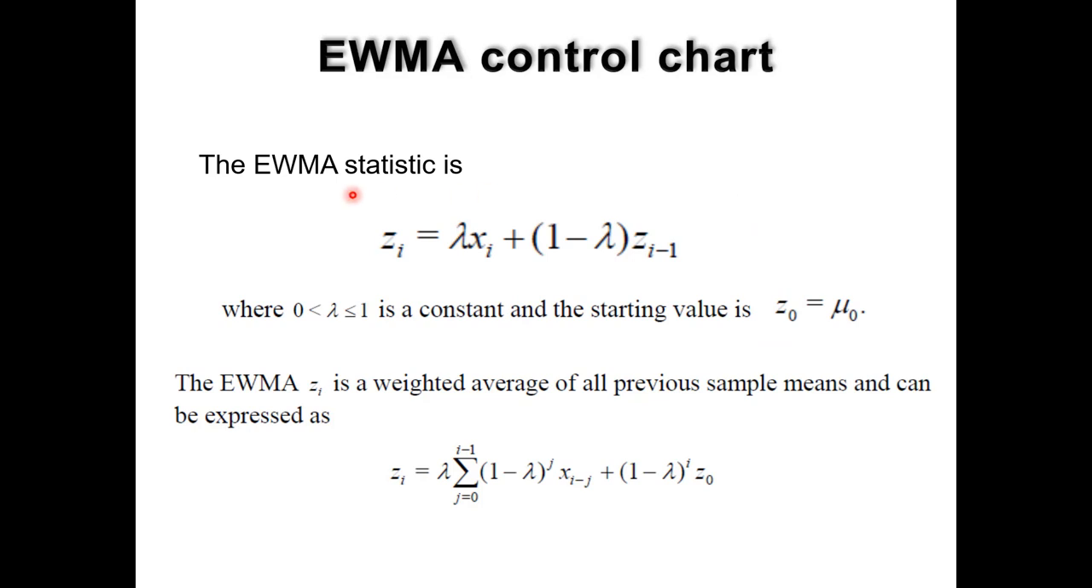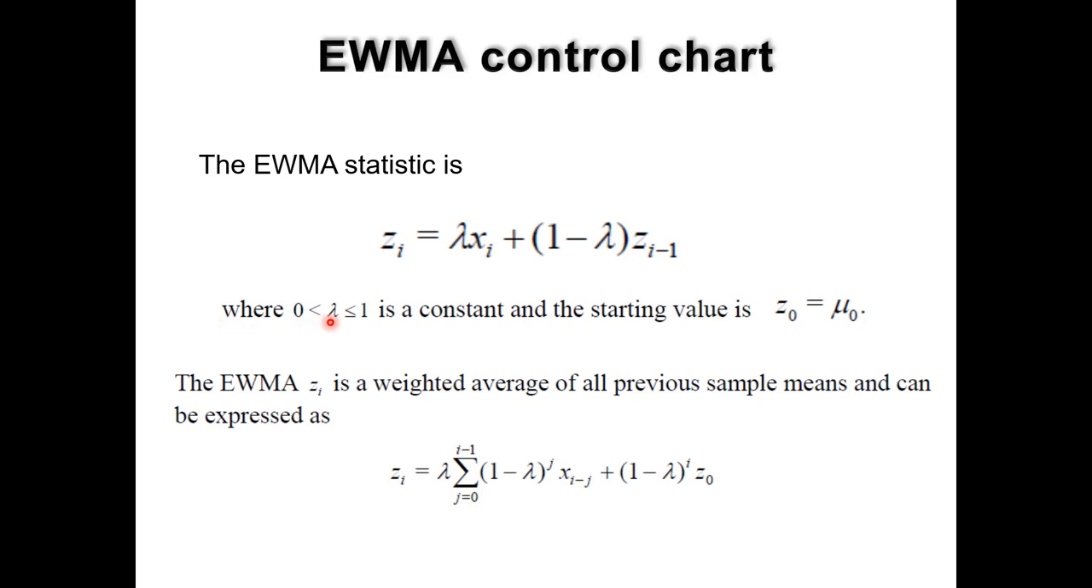Now, the EWMA statistic can be obtained by using this formula. The EWMA statistic is denoted by this symbol Z. Zi for the individual observation equals lambda Xi plus 1 minus lambda Z i minus 1. So this Z i minus 1 is the preceding Z value in comparison to the Z of i itself.